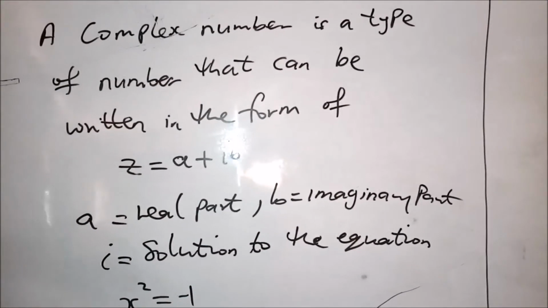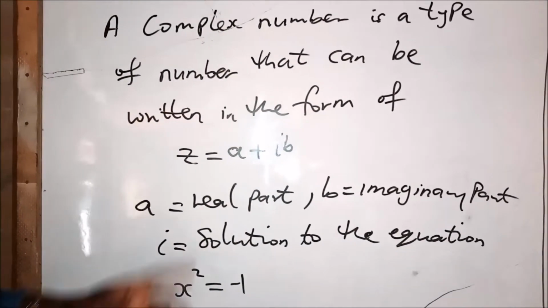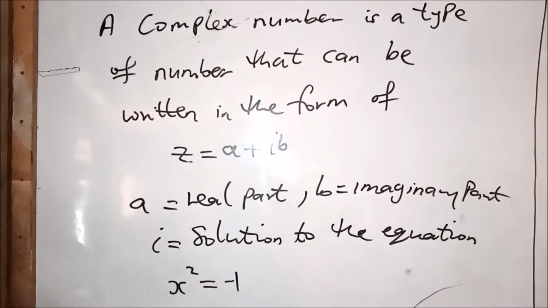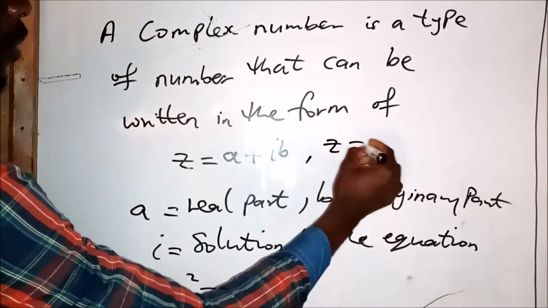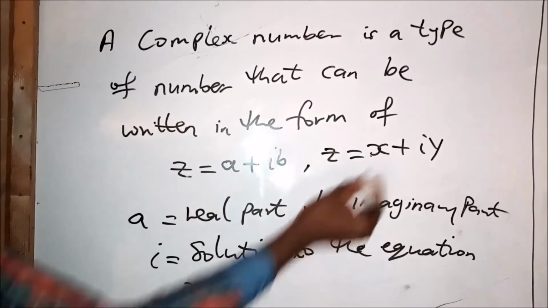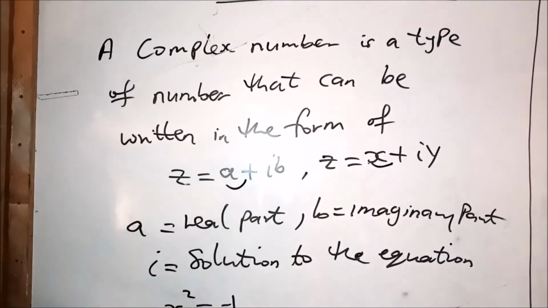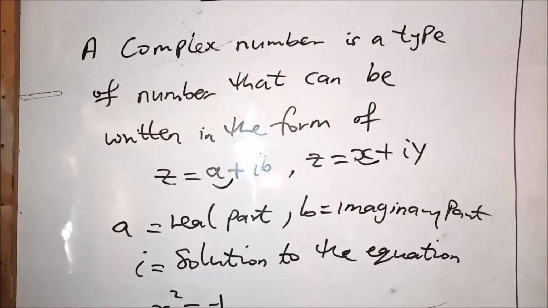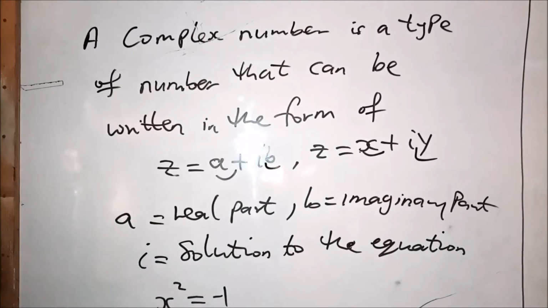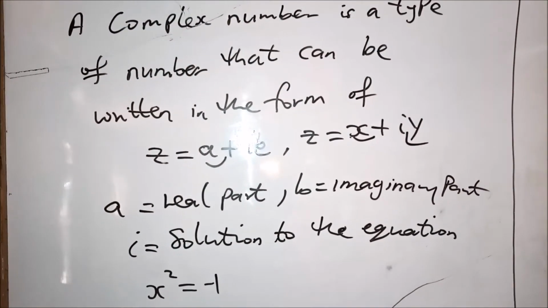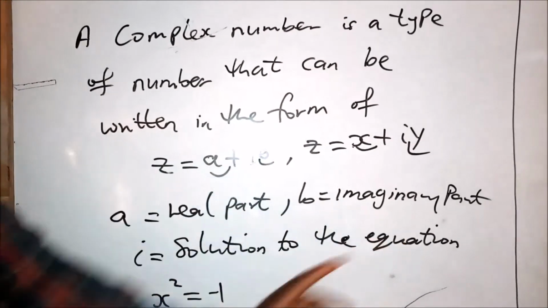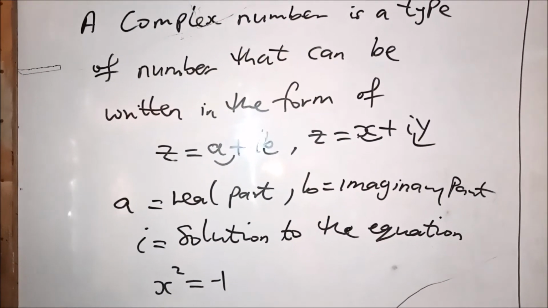A complex number consists of two main parts, the real part and the imaginary part. In some textbooks, we may have it written as z equal to x plus iy. They are the same, just that x and a are serving as the real part of the complex number, where b and y are serving as the imaginary part. Now, the symbol i is known as the solution to the equation x squared equal to minus 1.